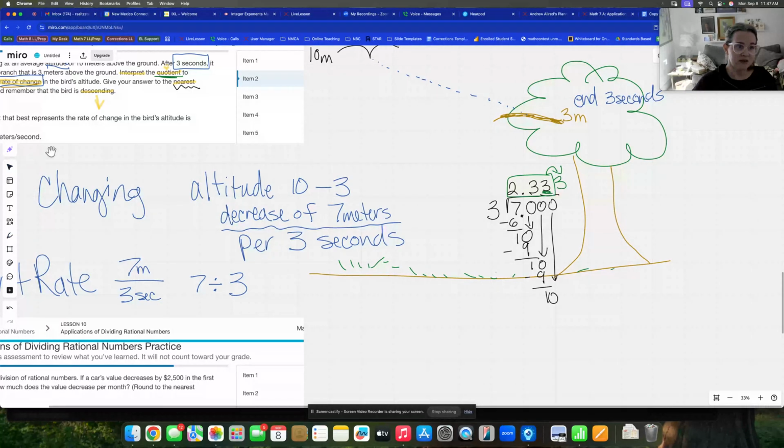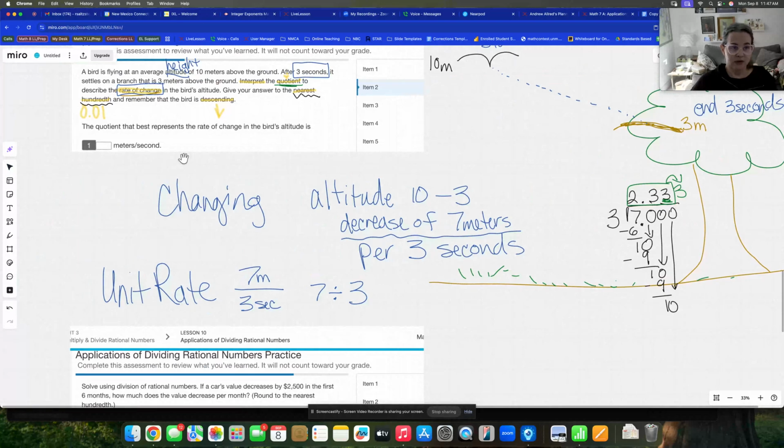Let me go back to the problem. So 2.33. But wait! When they say remember, they're giving you a hint. Remember that the bird is descending, which means going down. So you're going to need to put a negative in front of the 2.33. And they've already given you the meters per second. So that one is good to go.